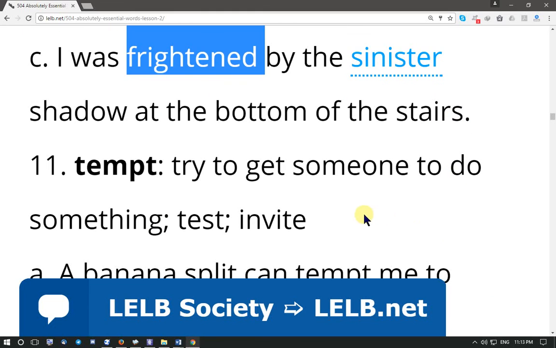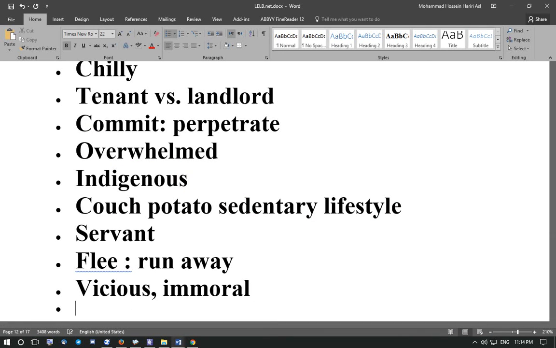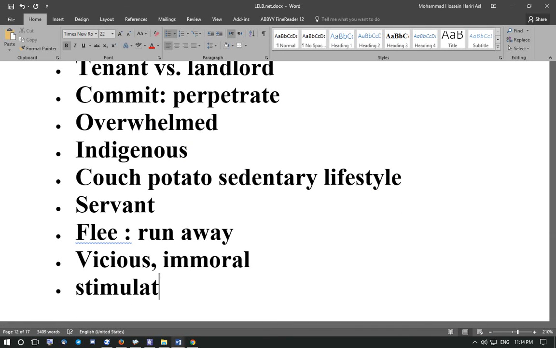Number 11, tempt. To try to get someone to do something. Test, invite. The noun form is temptation. Adjective is tempting. A banana split can tempt me to break my diet. A piece of a banana split, a slice of that can tempt me, stimulate me to break my diet.